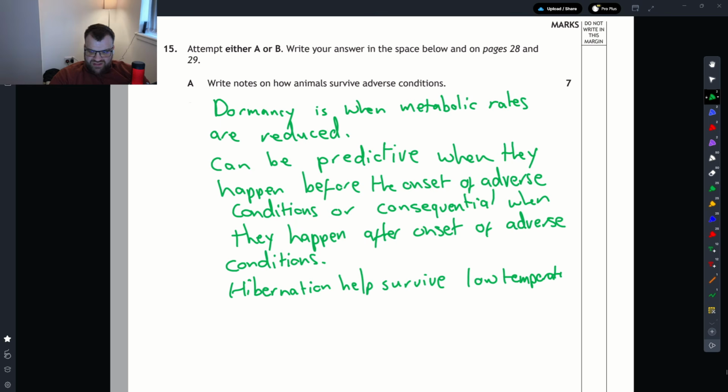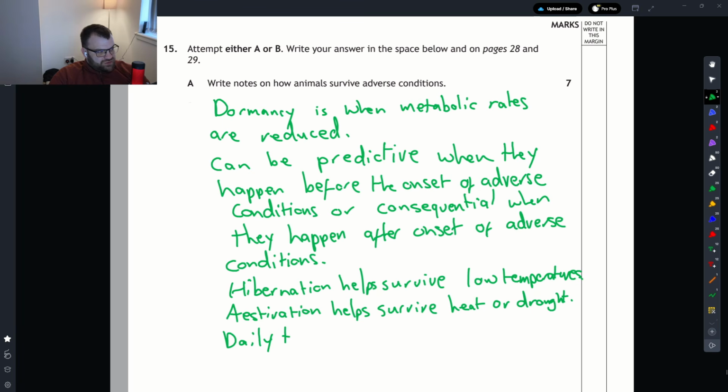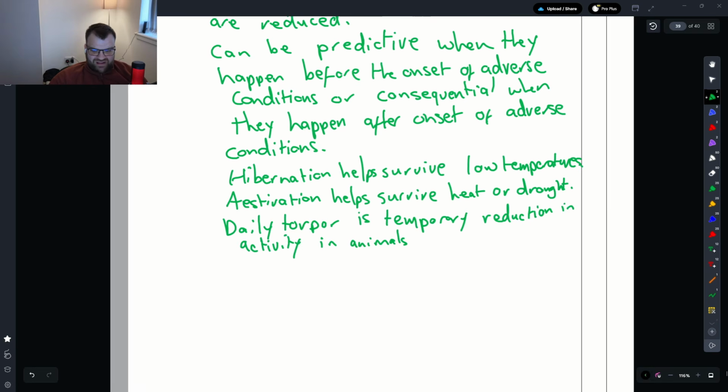So hibernation is for low temperatures. Estivation is for drought and warm conditions. And daily torpor is a temporary thing that happens at periods throughout the day. And this usually happens in those animals with a very, very high metabolic rate.